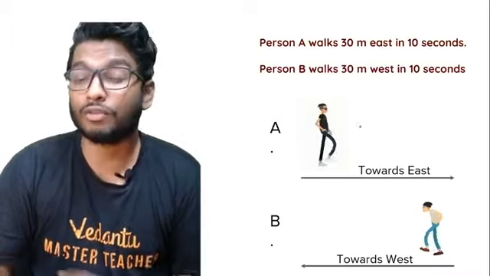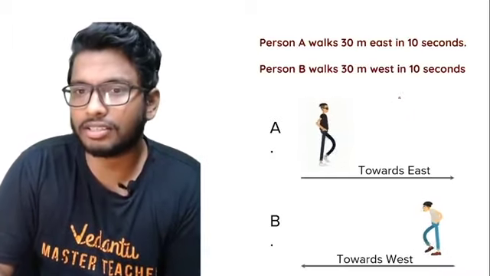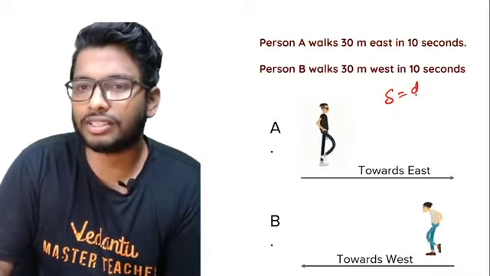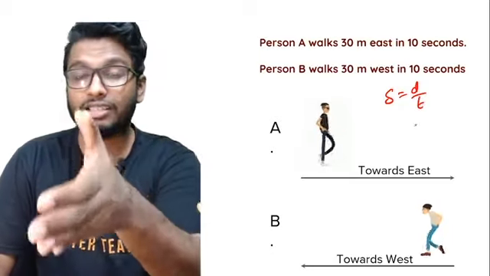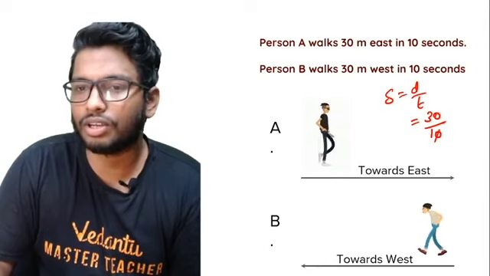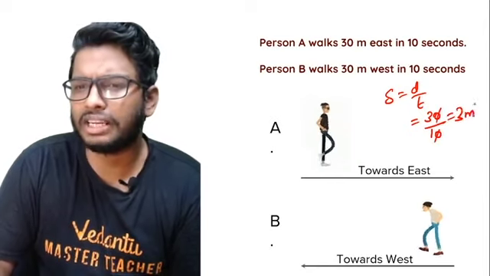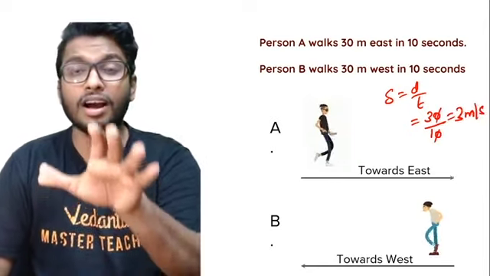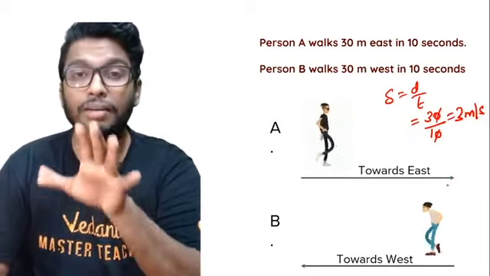They're pretty fast. So if you were to calculate the speed in both the cases, speed is equal to distance by time, where S is speed, D is distance, and T is time. So distance is 30 and time is 10. So the 0s get cancelled. So it'll be 3 meter per second. So both of them are traveling at a speed of 3 meter per second.